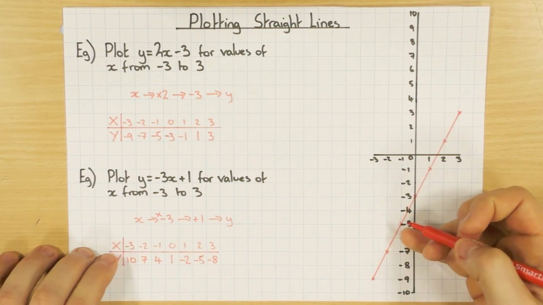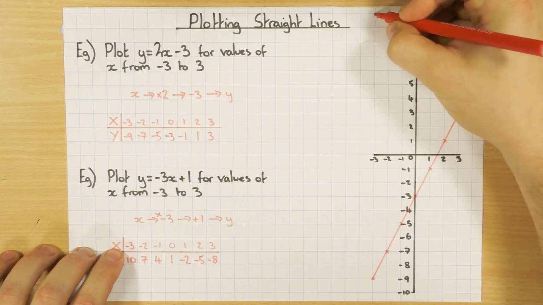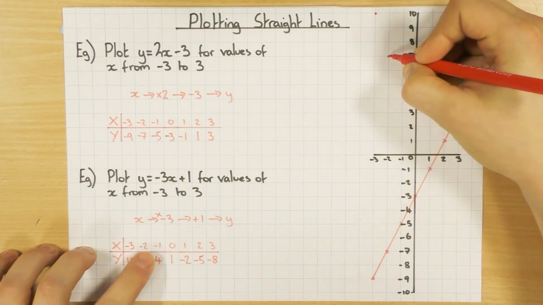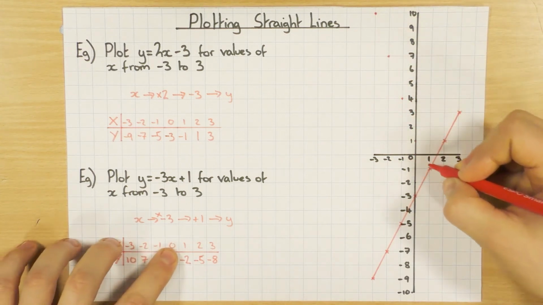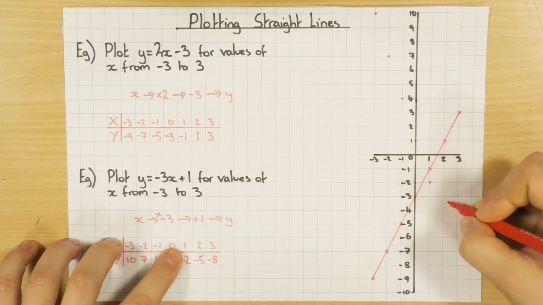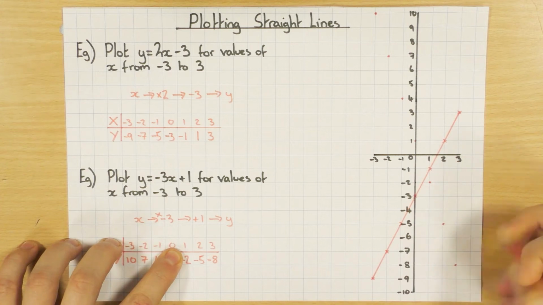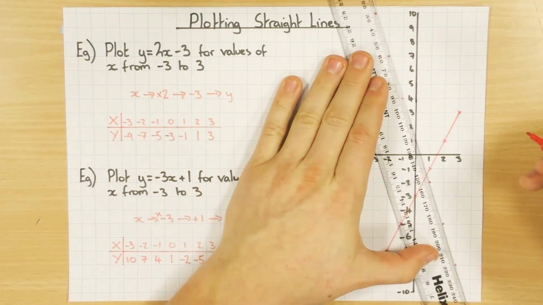So once you've done that, you can plot your points. So -3, 10. Is all the way at the top there. -2, 7 is there. -1, 4. 0, 1. 1, -2. 2, -5. And 3, -8. So again, get your ruler, double check it's a nice straight line, which it should be.